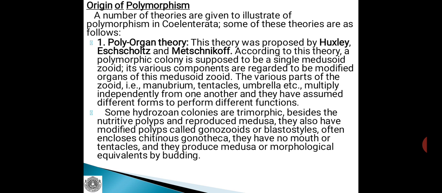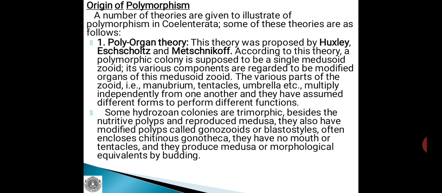According to this theory, a polymorphic colony is supposed to be a single medusoid zooid. Its various components are regarded to be modified organs of this medusoid zooid. The various parts of the zooid are the manubrium, tentacles, umbrella, etc. They multiply independently from one another and have assumed different forms to perform different functions.